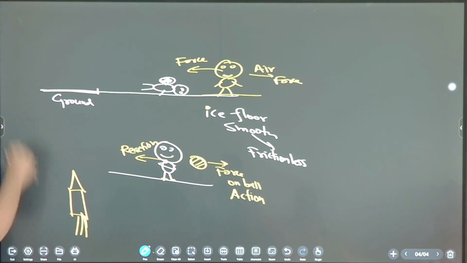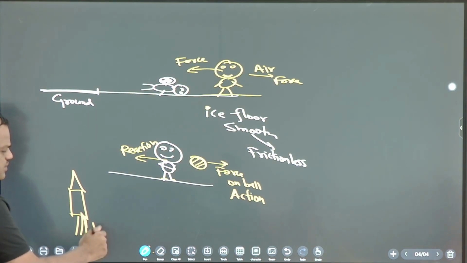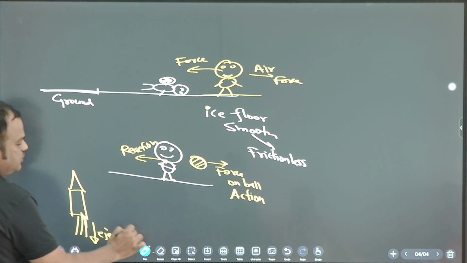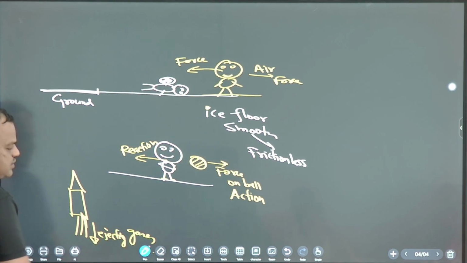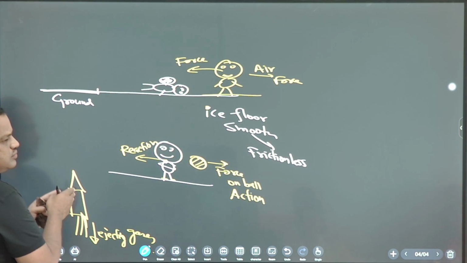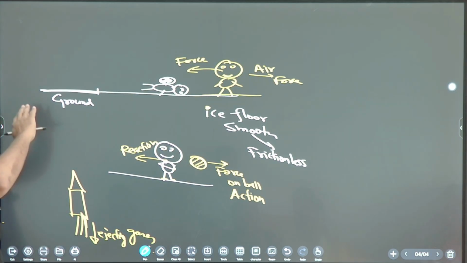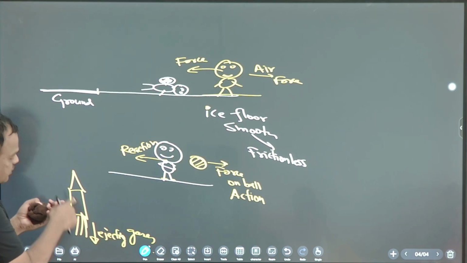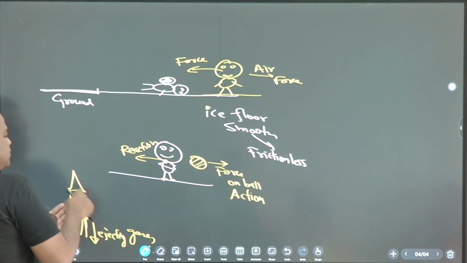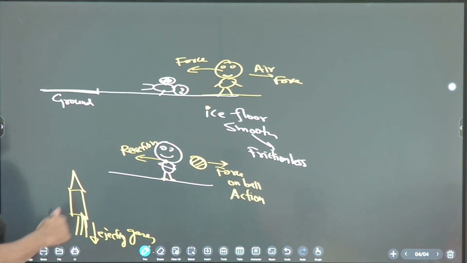Same thing happens with a rocket also. How is the rocket going up? It is ejecting gases. Where is it ejecting gases? Up or down? Down. Rockets eject gases down. So the force on the gas is where? Down. So the force on the rocket is where? Up. Understood? Action, reaction. The gases are experiencing force downward, so the rocket will experience force upward.